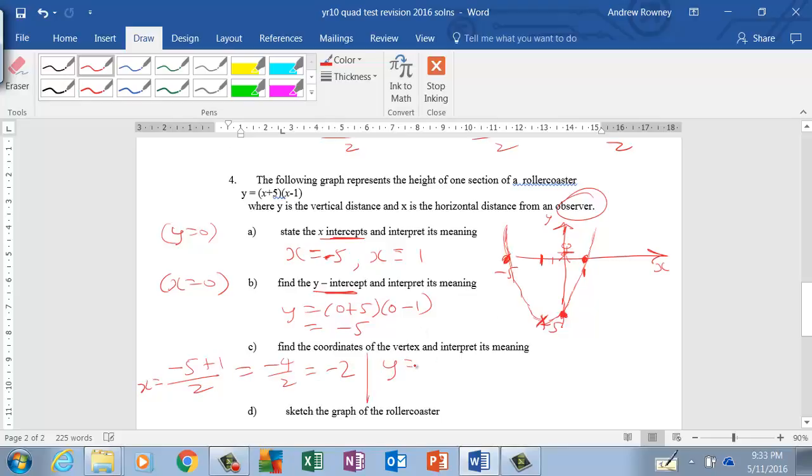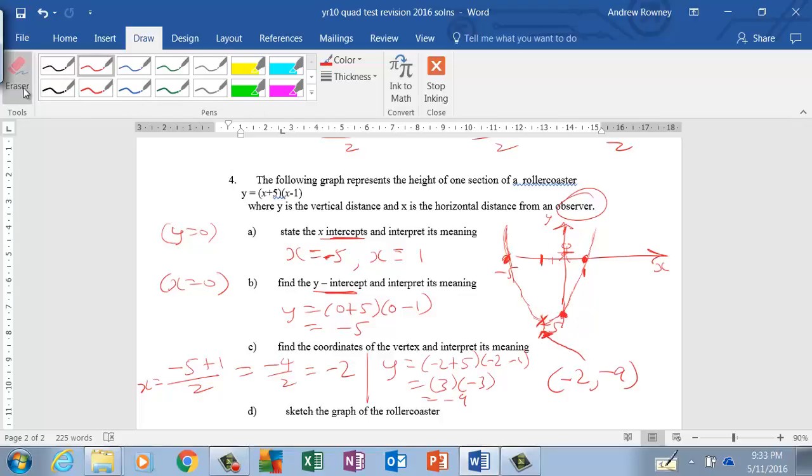So y equals minus 2 plus 5, minus 2 take 1. Minus 2 plus 5 is 3. Minus 2 minus 1 is minus 3. So that equals minus 9. So we now know that the coordinate is minus 2, minus 9. That's the turning point or the vertex, and that's this point right here at that cross point.